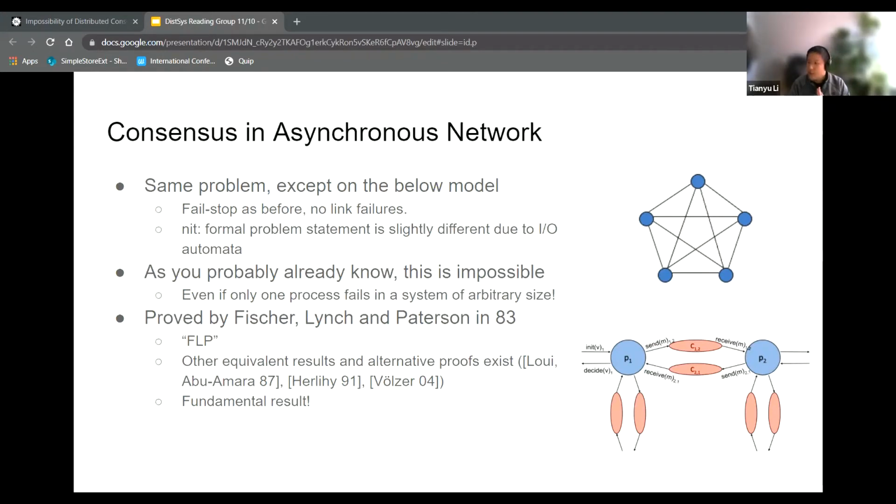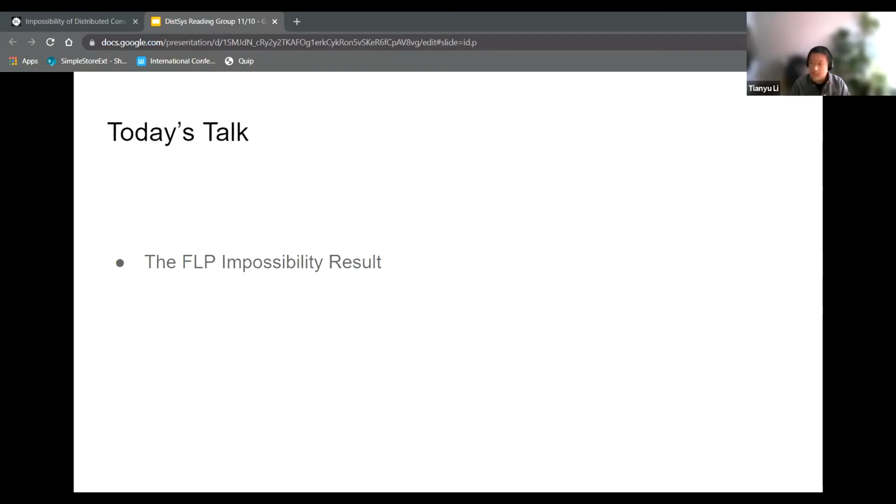As you probably already know, this turns out to be an impossibility result. This was proved by Fischer, Lynch, and Paterson in 83. Other equivalent results and alternative proofs exist, but let's focus on this one. This turns out to be a very fundamental result. Okay, so that is the background part of this talk. Before we move into the proof itself, does anybody have any questions, discussion, or concerns?